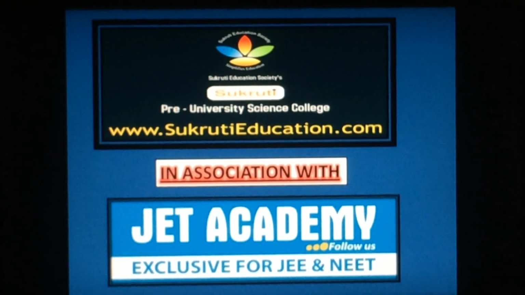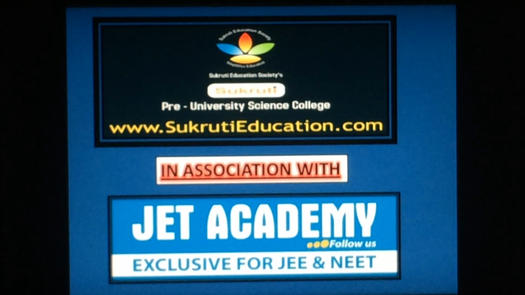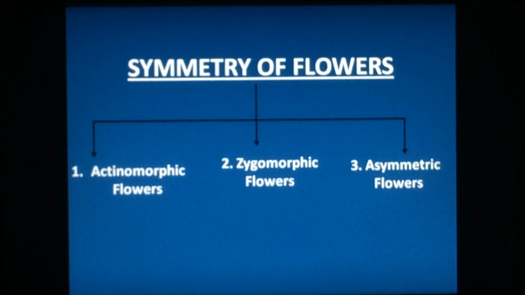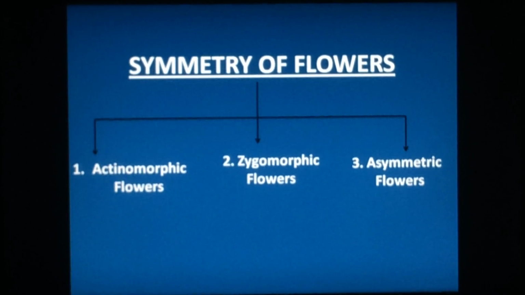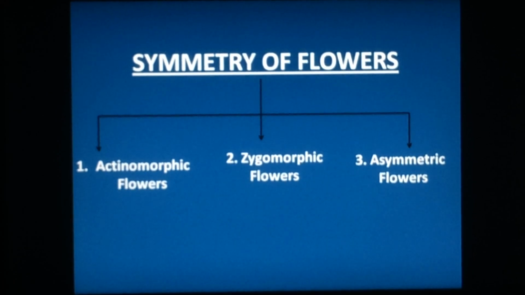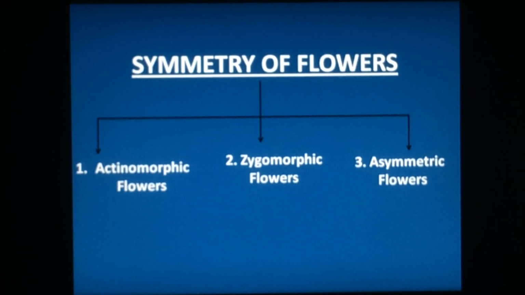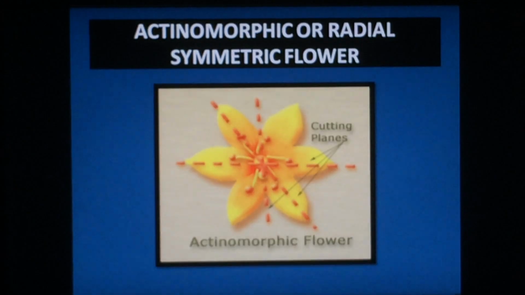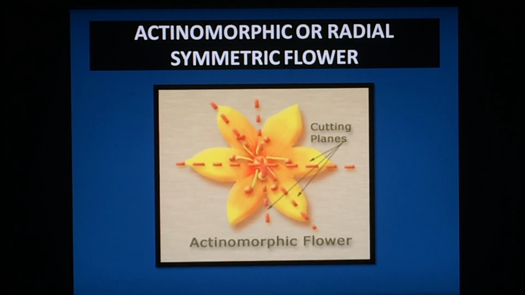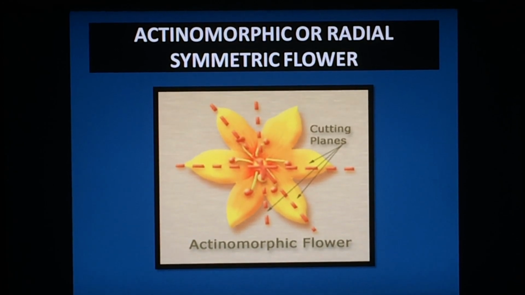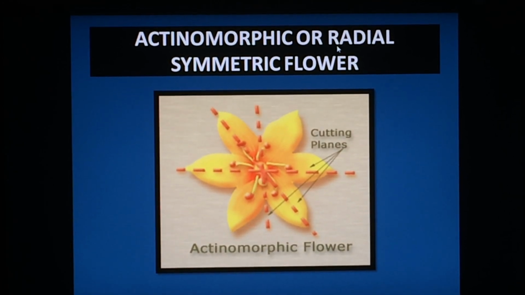Dear students, today I am going to explain about symmetry of the flowers. Types of symmetry of flowers are actinomorphic, zygomorphic, and some are asymmetric flowers. First, let me start with the actinomorphic. Actinomorphic means radial symmetrical flowers.